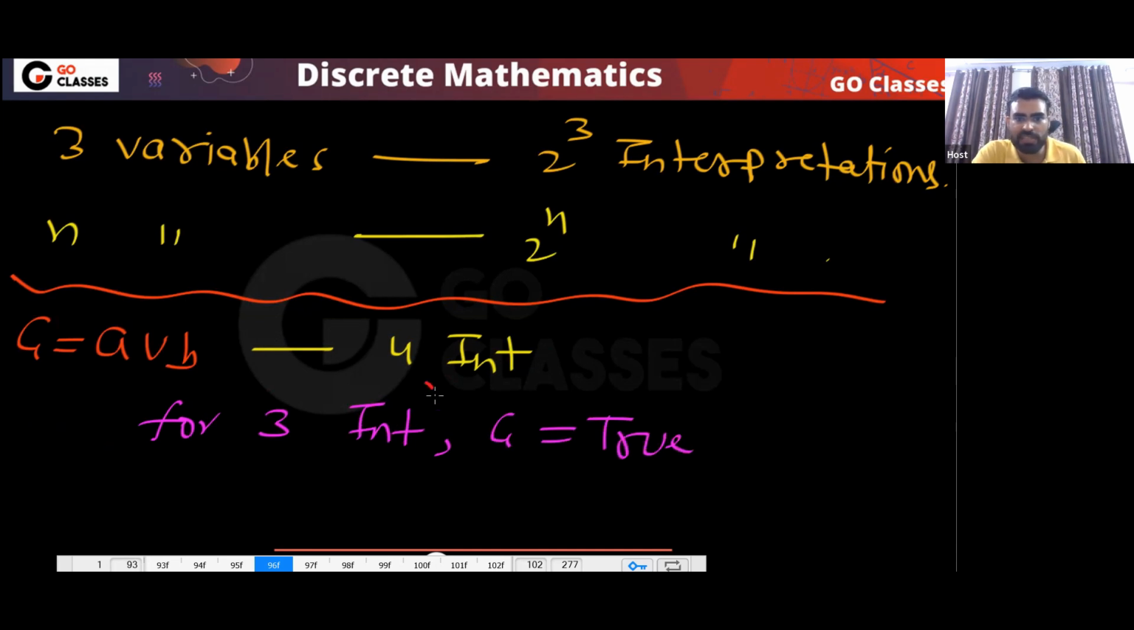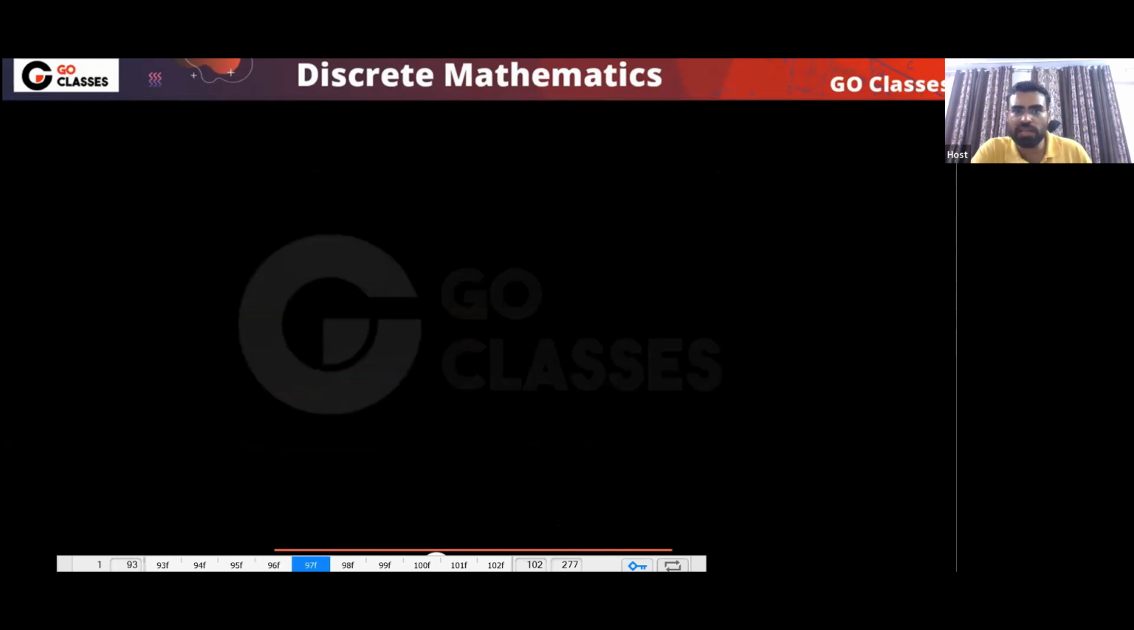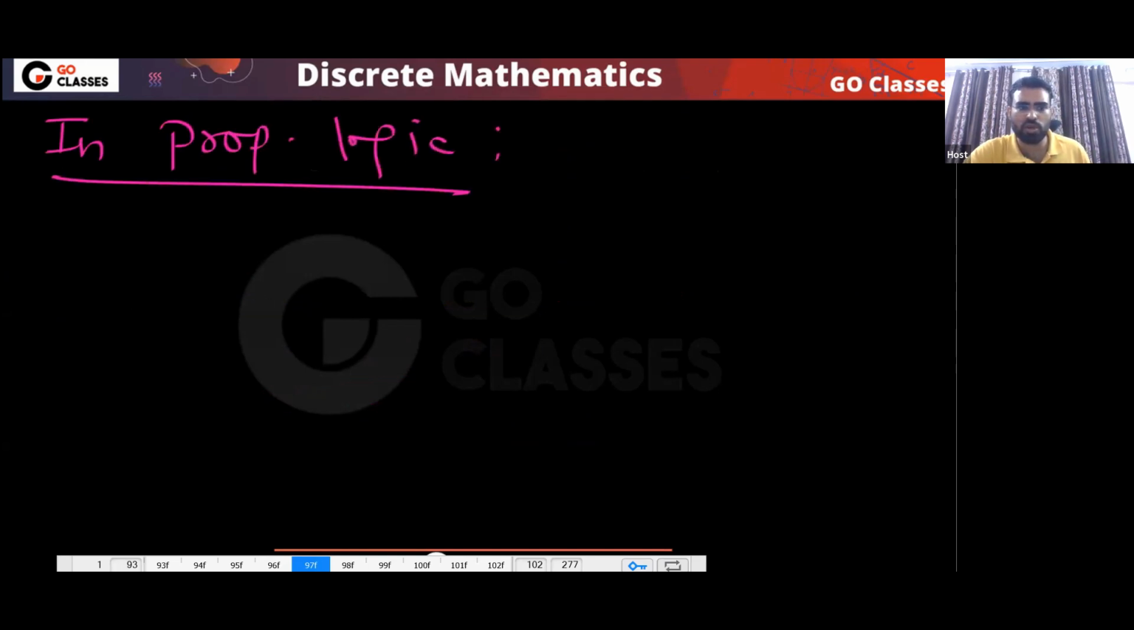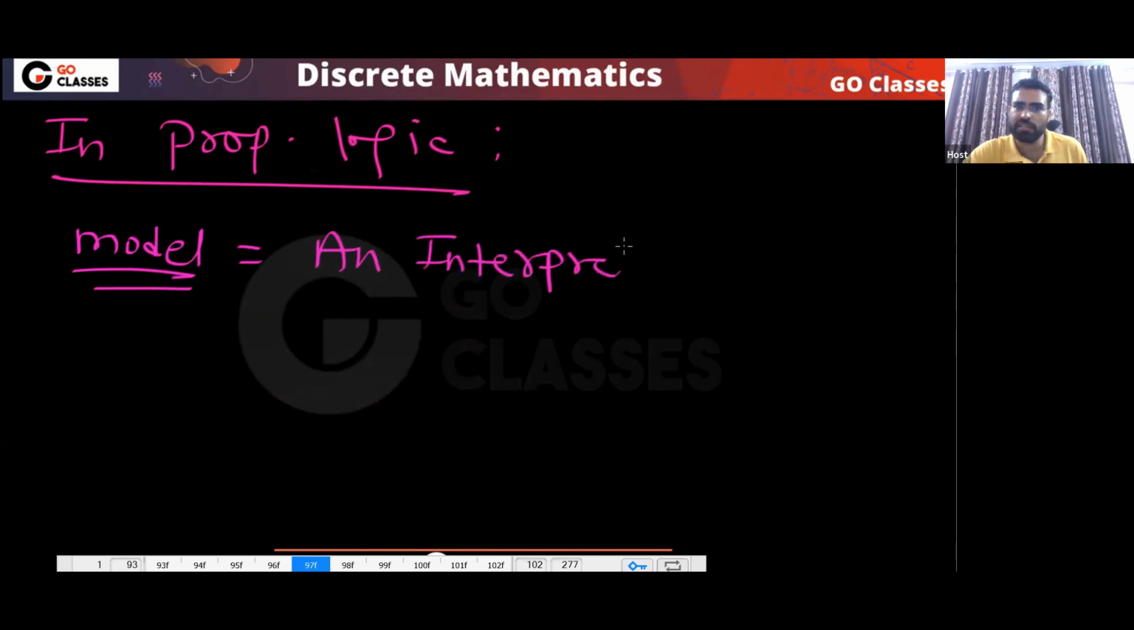So these 3 interpretations are known as models. This is the definition of a model. So what is a model? A model is an interpretation for which our expression is true. Remember, I'm talking about propositional logic only. After some time I will discuss first order logic. But in propositional logic, a model is an interpretation for which the expression is true.